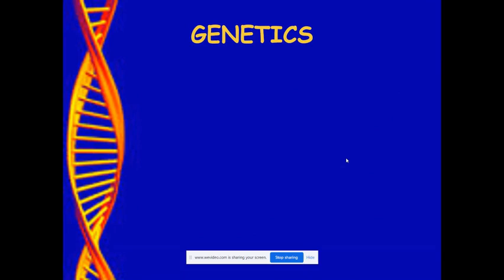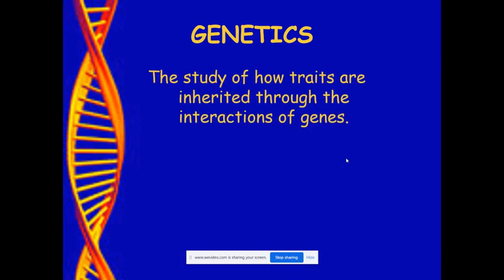First word is genetics. Genetics is the study of how traits are inherited through the interactions of genes. So remember, you have a pair of each chromosome, and on your chromosomes are genes. So you have one copy of each gene on each chromosome. And so those two genes interact with each other to determine your different traits.